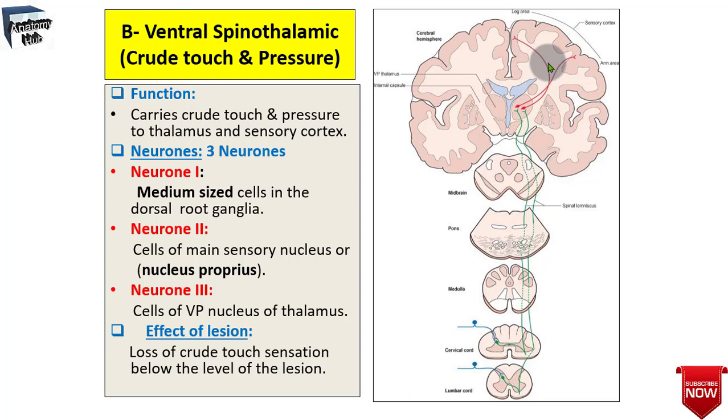So the internal capsule is an area of white matter that is found within the cerebral hemisphere of the brain. The posterior limb of the internal capsule is found between the lenticular nucleus and the thalamus. So in between those, you will find the internal capsule. In addition, the corona radiata is a sheet of white matter fibers that carries information from the neurons to and from the cerebral cortex.